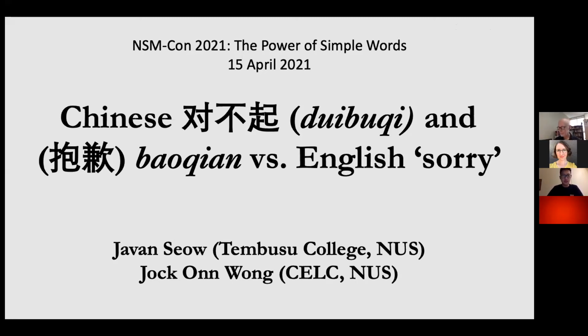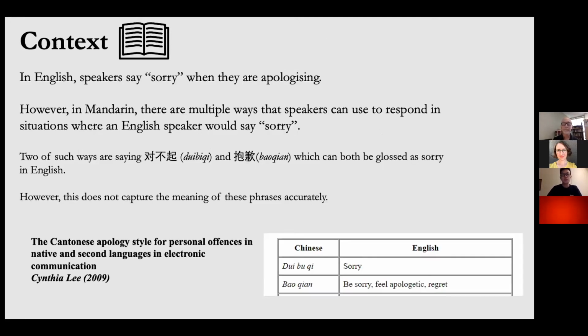I am Javan Seow from Tembusu College with the National University of Singapore. I am supervised by Jock, who is my NSM lecturer from the Center for English Language and Communication, also from NUS. Today I'll be sharing a piece of writing that I'm doing right now. It is on the Chinese 对不起 and 抱歉 versus the English sorry. I would love to get comments and feedback from all of you, and if possible, maybe you can input those comments into the chat box below. Thank you so much.